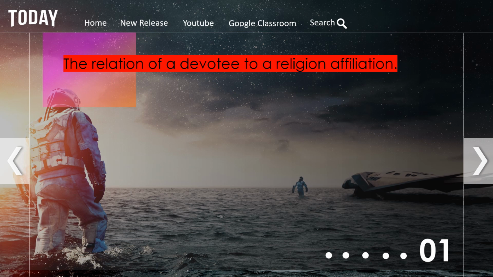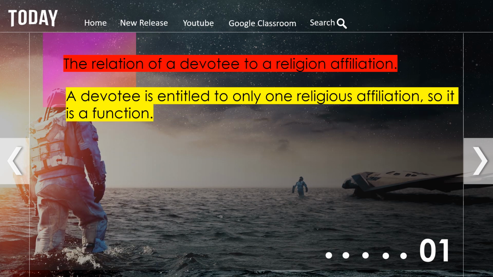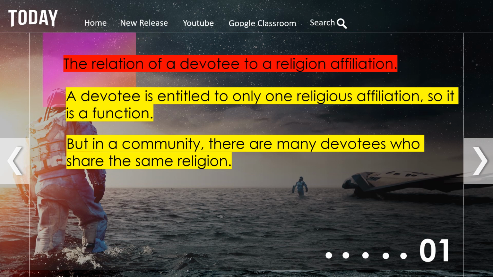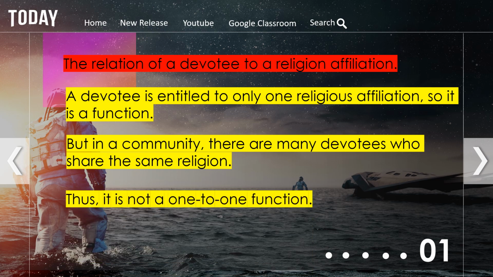The relation of a devotee to a religious affiliation. A devotee is entitled to only one religious affiliation. So it is a function. So let us find out if it is a one-to-one relationship or correspondence. In a community, there are many devotees who share the same religion. Therefore, it is not a one-to-one function.